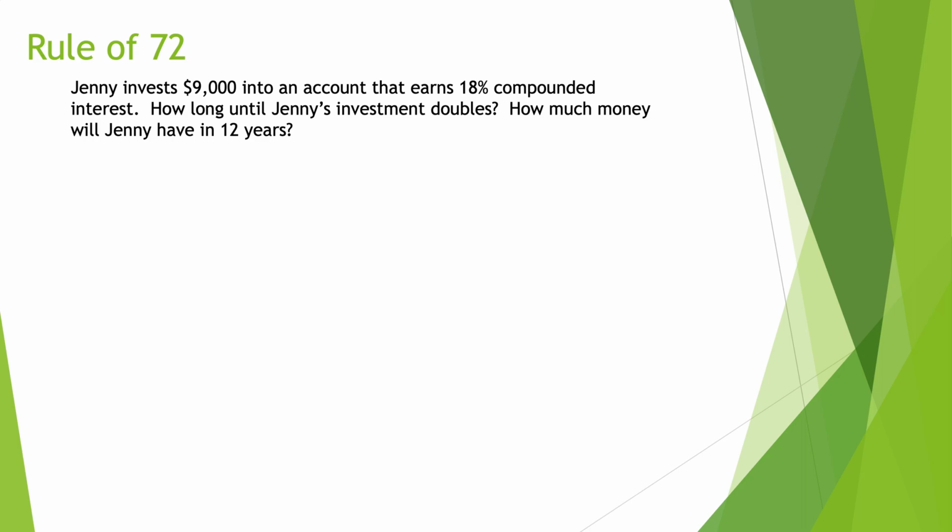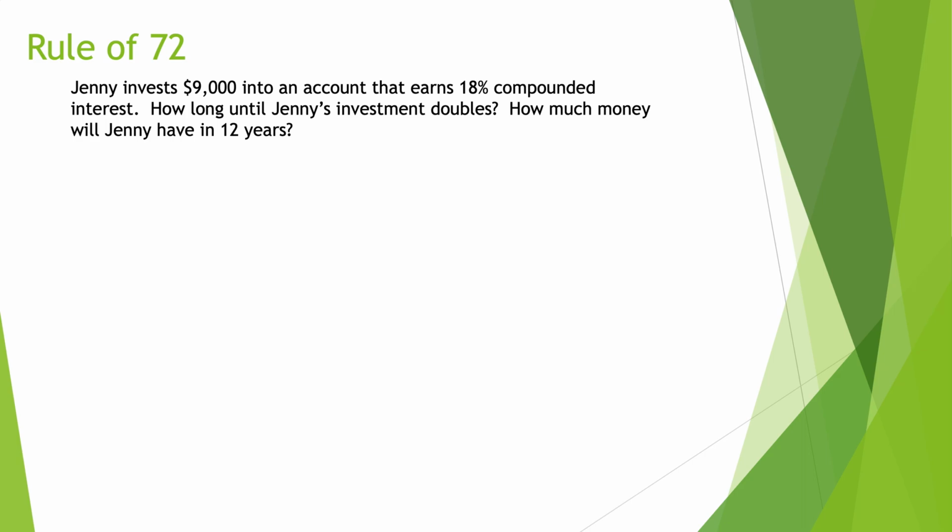Okay, so Jenny invests $9,000 into an account that earns 18%. Nice account. Compounded interest. How long until Jenny's investment doubles? How much money will Jenny have in 12 years? So what we're looking at here is the rule of 72.